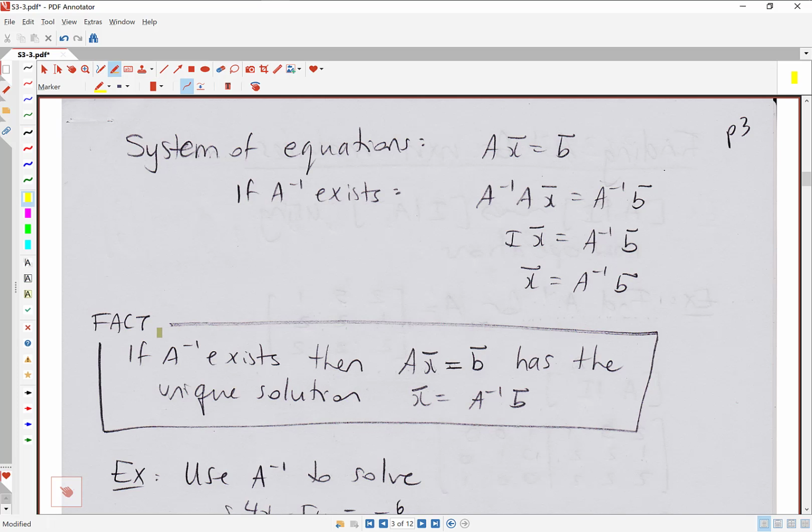So let's write this up as a fact. If A inverse exists, then the system of equations, AX equal B, has the unique solution, X equal A inverse times B. So we're actually learning two things here. One, the system has a unique solution. And specifically, what is that unique solution? It's A inverse times B.